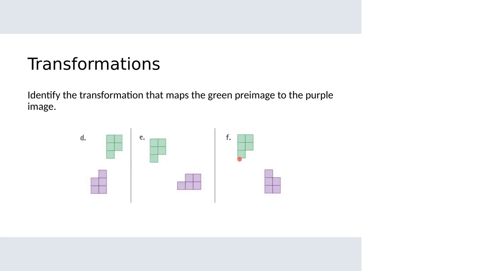Let's do some more. Okay, now sometimes these can be done relatively simply. As we look at D over there, what is it that we could do to go from green to pink? So we're doing the same thing. We're trying to map, which means move, the green pre-image to the purple image. How do I get from green to purple in that one? Which transformation do I want to do?